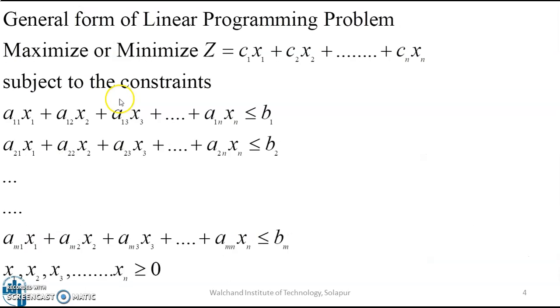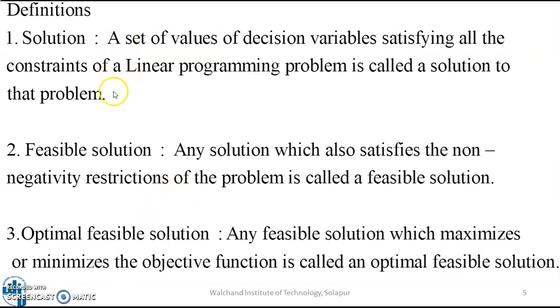Now, what is the solution of this linear programming problem? Here n variables are involved, so we have to find the values of these n variables. A solution of this linear programming problem means a set of n numbers x1, x2, xn which satisfies these m inequalities only. Such a set is called the solution of this linear programming problem. The definition is written here.